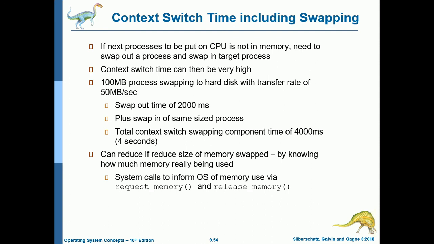This can be reduced if we reduce the size of memory swapped by knowing how much memory is really being used. So we have system calls to inform the OS of memory used via the request_memory function and the release_memory function.